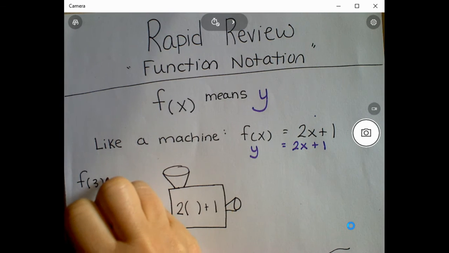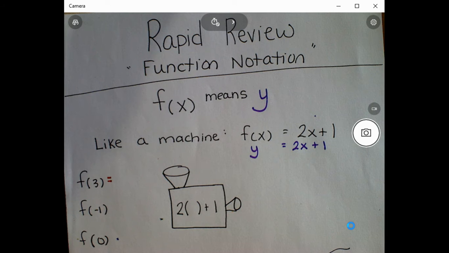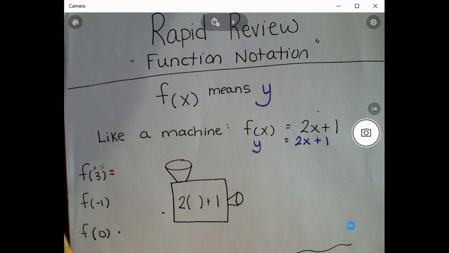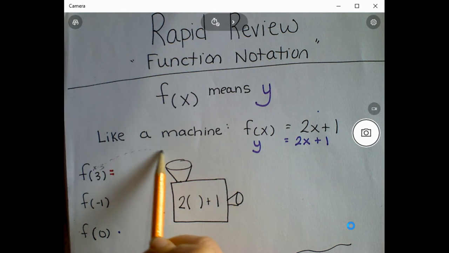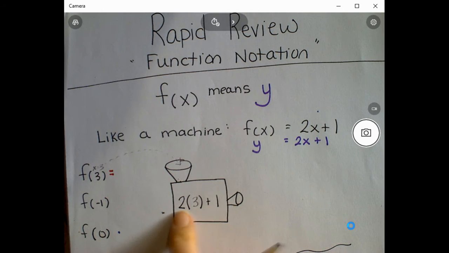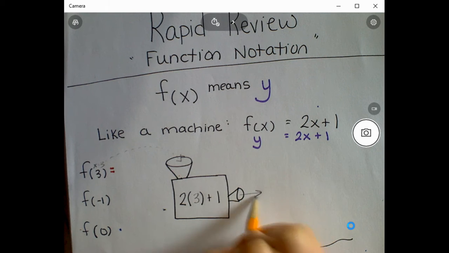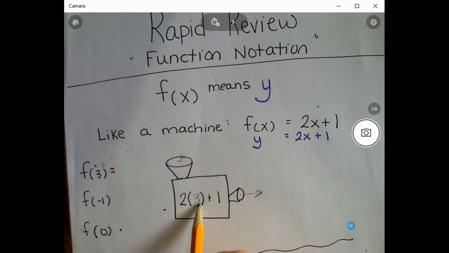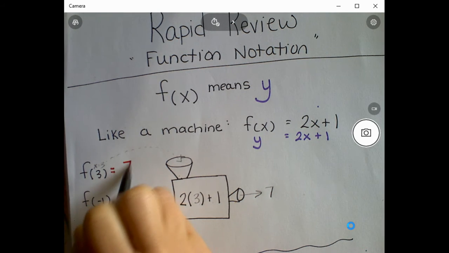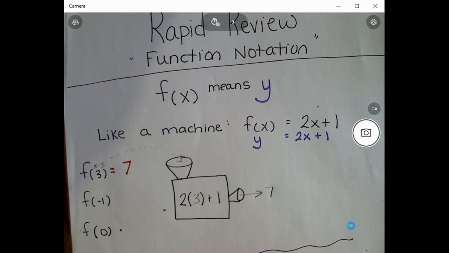So if we were going to do f of 3, what that means is that you're going to take this x, this is what x equals 3, okay? You're going to take that and you're going to substitute it into the machine. You're going to put a 3 inside. That means anywhere you see an x, it becomes a 3. And then you use the order of operations to simplify the expression that you have inside. And out comes the answer. 2 times 3 is 6, plus 1 is 7. So f of 3 equals 7. What that means is that when x equals 3, y equals 7.